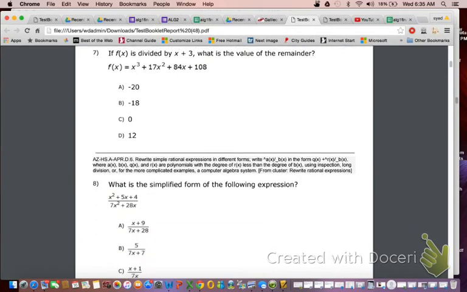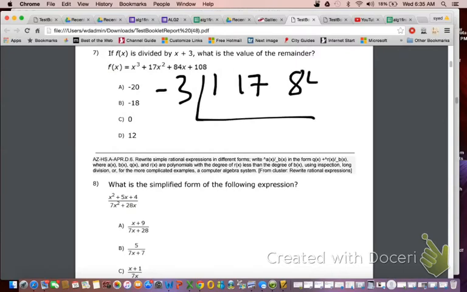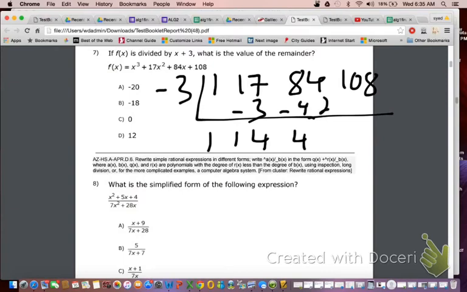Alright, number 7. It's really asking you to do a synthetic substitution. So 1, 17, 84, 108. So let's do the work. 1, we get -3, 14, -42, 42. What is that? -126. So we get -18. It has to be choice B.